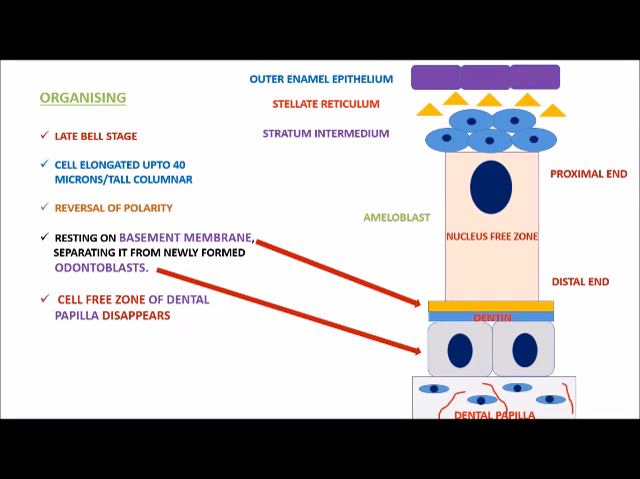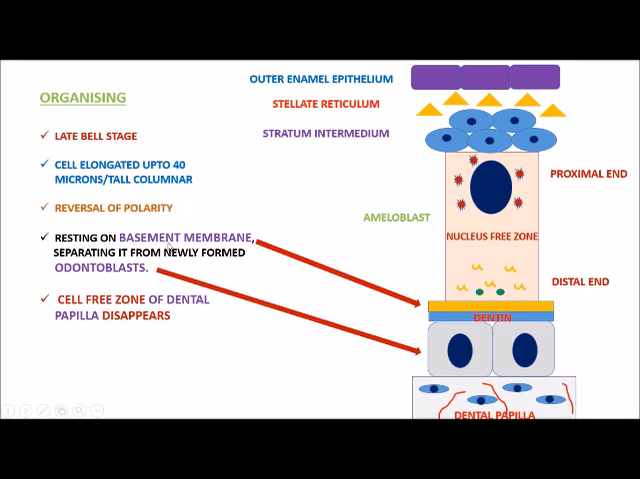Next is the organizing stage. This stage occurs in the late bell stage and in this stage the inner enamel epithelial cell is organized to form the ameloblast, hence the name organizing stage. In this stage the cell is elongated up to 40 microns and it becomes tall columnar. Also the nucleus moves to the proximal end and that creates a nucleus-free zone at the distal end and this is called reversal of polarity. Also the mitochondria move to the proximal end. The Golgi bodies and centriole move to the distal end.